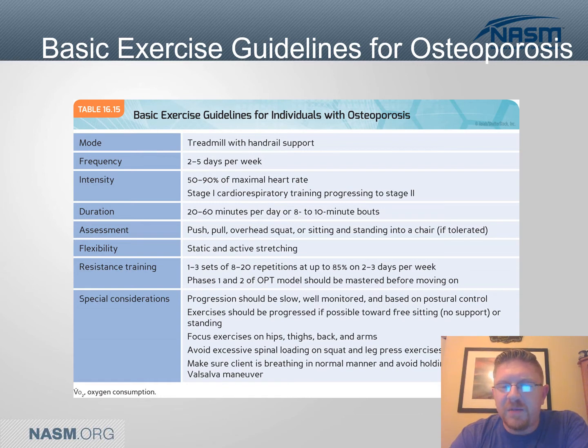Progressions in the resistance training should be slow, well monitored, based on how well they can get around. Free sitting or standing is really what you're aiming for if they can't already do it. Focus exercise on the hips, thighs, back, and arms, all areas that are really congruent with functional activity, with activities of daily living. Don't put a lot of spinal loading on the squat and leg press exercise, and make sure that they breathe normally and not use any Valsalva maneuver. Not good for those with osteoporosis.